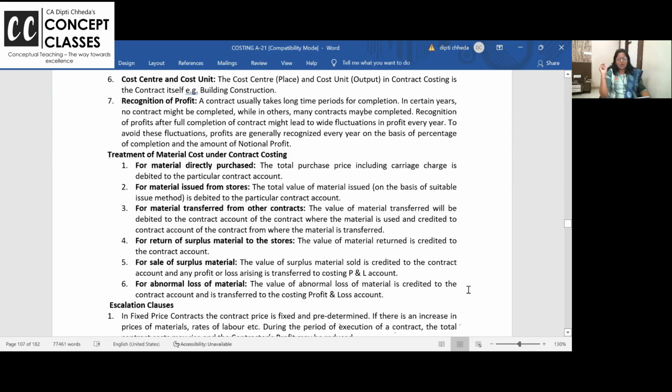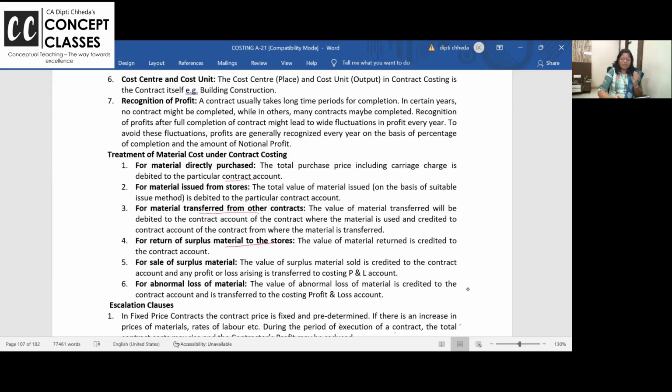Now, treatment of the material cost. Can we purchase material specifically for this contract? Yes, then put it in this contract. Can we issue material from the stores? Whichever site needs material, cement, iron and all, we send them. Material can be transferred from another contract. Other contracts may be almost on the verge of completion, so 25 cement bags are pending. Can we call it here? The answer is yes. For return of surplus material to the stores, take it on the credit side of the contract account.